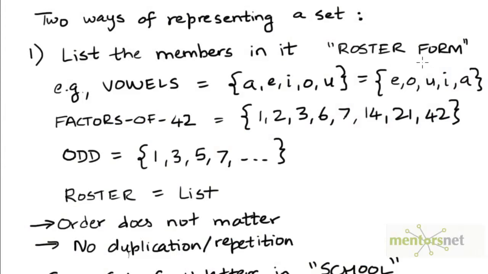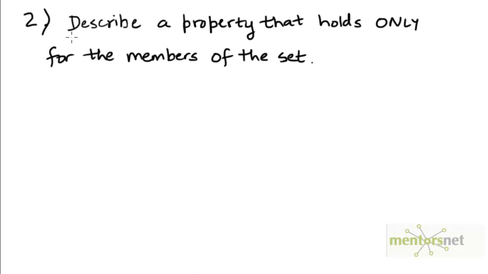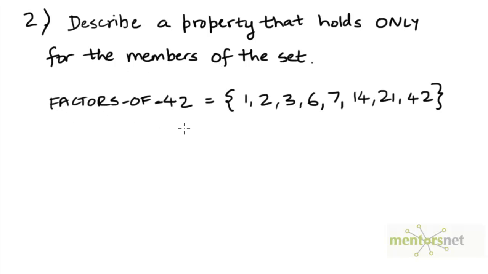The roster form is one way of representing a set where we just list the members in it. A second way of representing a set is to not list the members in it, but to describe some property that holds only for the members of that set. For example, recall that we saw this set factors of 42, which consists of all the positive numbers that are factors of the number 42, and we represented this set in the roster form by listing out all its members. We could also represent this set in a different way.